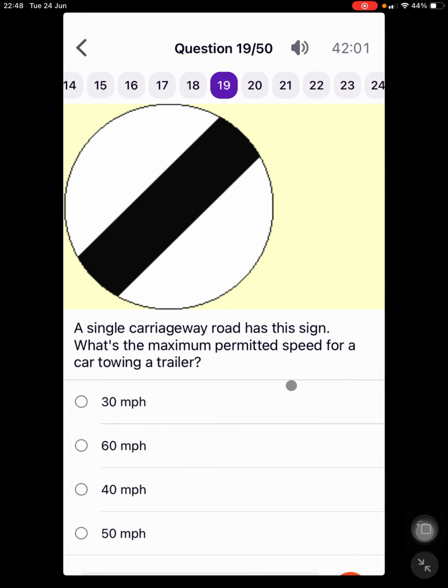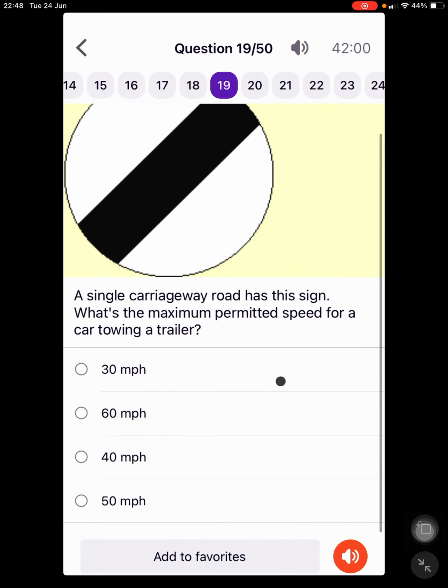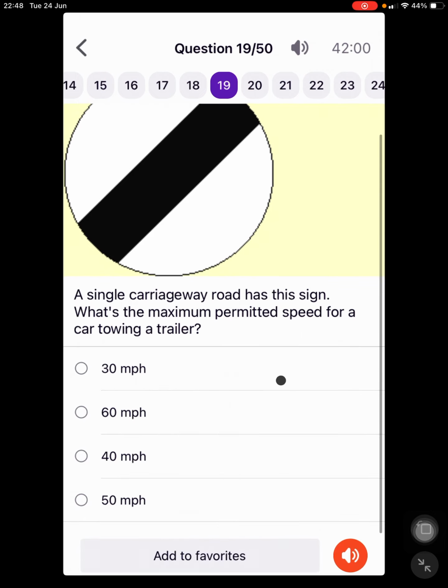A single carriageway road has this sign. What's the maximum permitted speed for a car towing a trailer? 30 miles per hour. 60 miles per hour. 40 miles per hour. 50 miles per hour. Nah, gentlemen, you got it wrong.